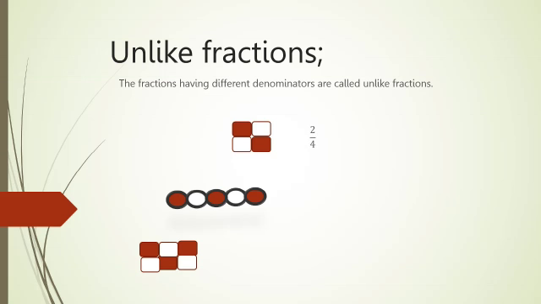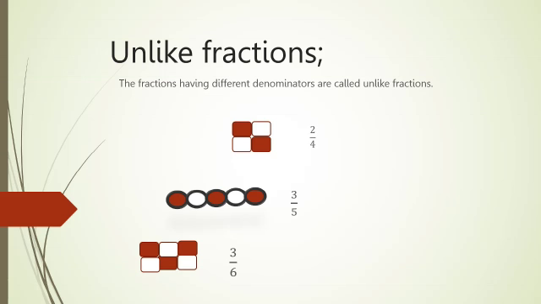First shape is showing the fraction 2 over 4 as 2 parts are colored out of 4 equal parts. Second shape is showing the fraction 3 over 5 as 3 parts are colored out of 5 equal parts. Last shape is divided into 6 equal parts and out of 6 parts, 3 parts are colored.